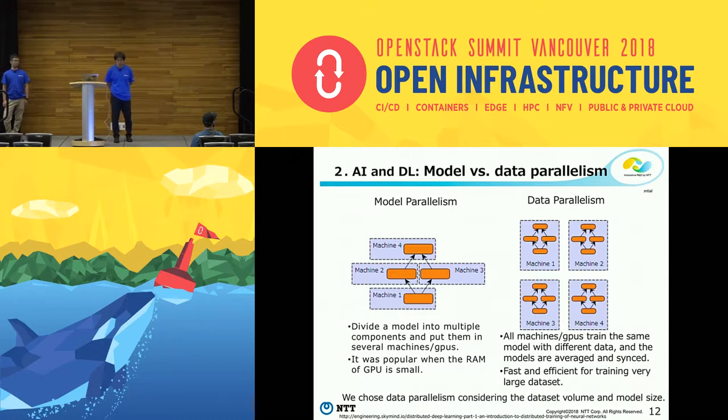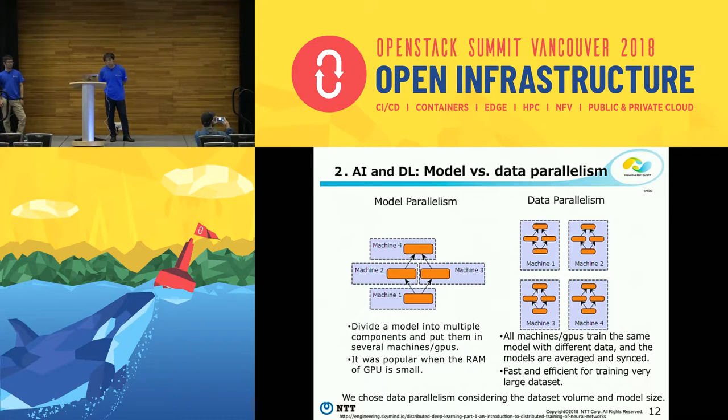The more popular approach these days is called data parallelism, where a copy of the same neural net model is placed on every GPU, and a different set of data is delivered to every GPU. And then after a single batch of training has finished, the model is averaged over all the GPUs. And then we repeat the training until convergence. This approach is very popular these days, and some of our researchers working at NTT Lab have also employed this approach.